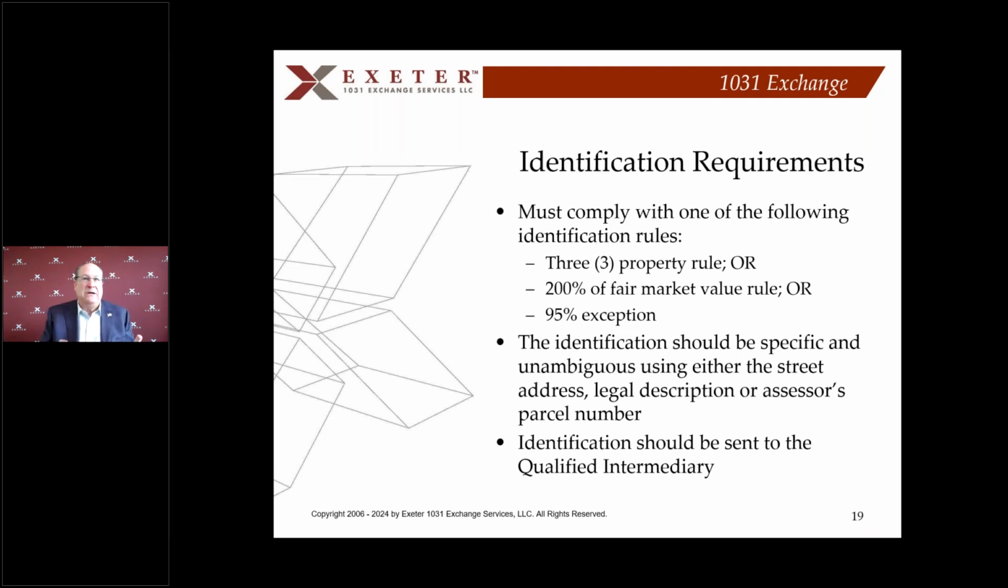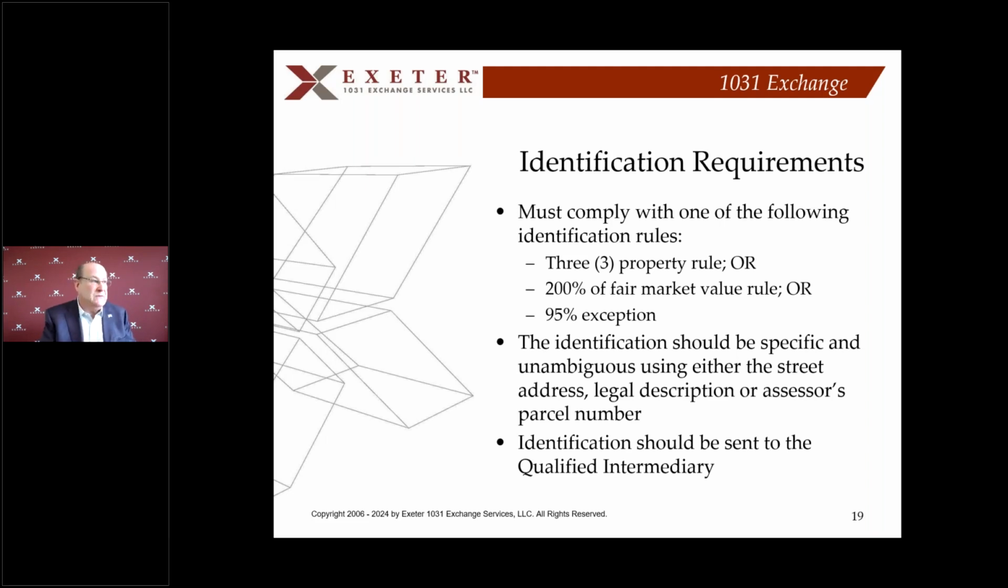Now that's because most people sell one asset and then reinvest in another asset of equal or greater value. They're usually trading up in value. So they want to identify 3 properties, each of which individually are probably greater in value. However, if you're selling one property and you want to go acquire a bunch of smaller properties, you can look at the 200% rule. The 200% rule is a limit on the market value that you identify. There is no limit on the number of properties.